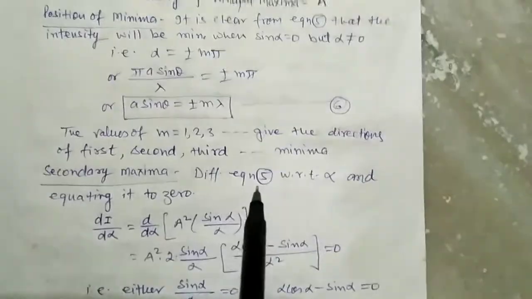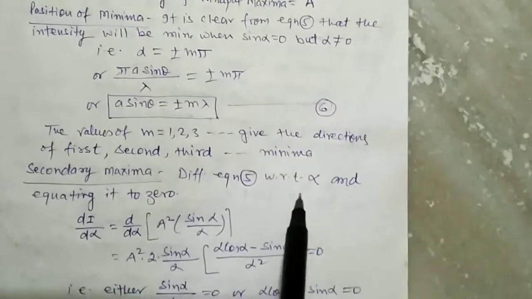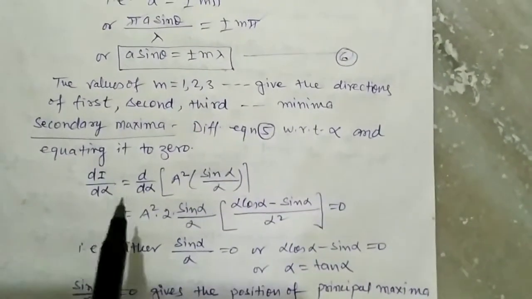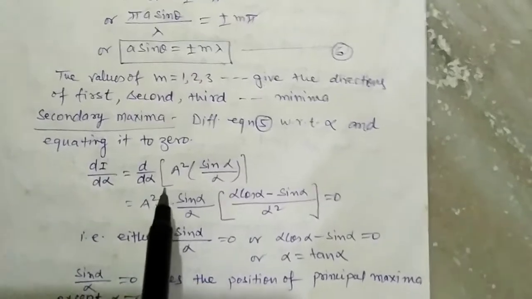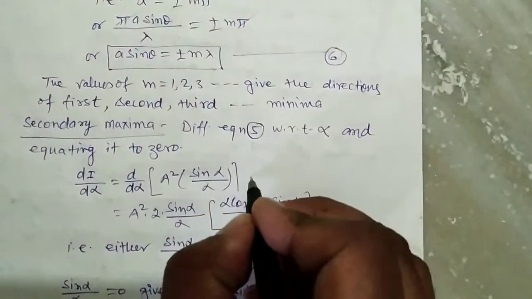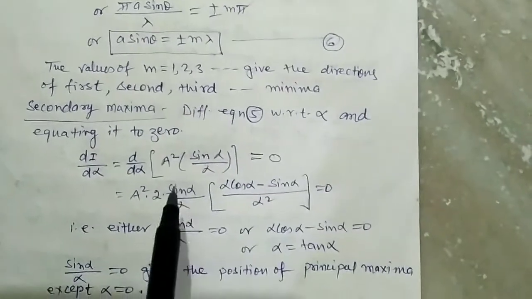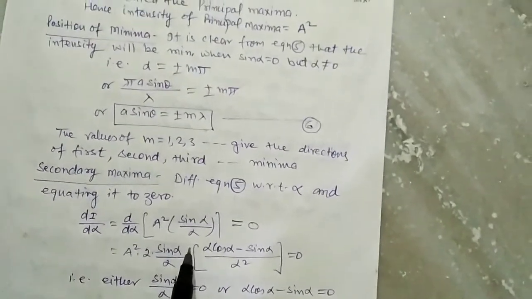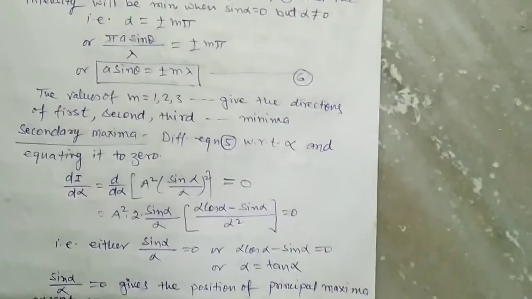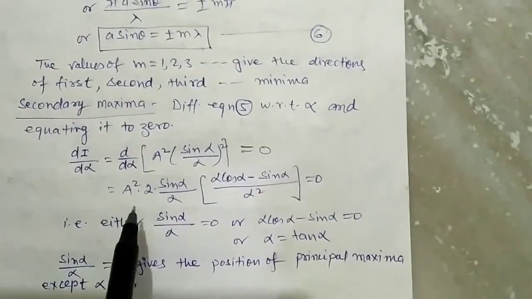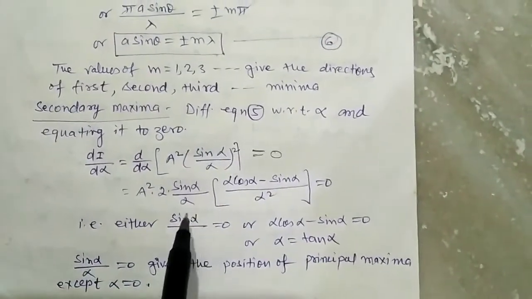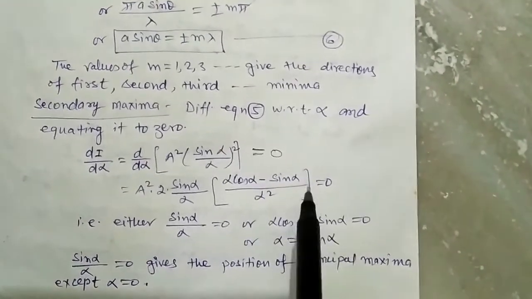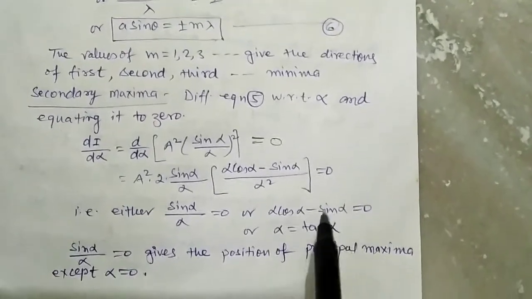Secondary maxima. Differentiating equation number 5 with respect to alpha and equating it to 0, we have dI upon d alpha is equal to d over d alpha of a square sin alpha upon alpha whole square is equal to 0, which is a square into 2 sin alpha upon alpha times alpha cos alpha minus sin alpha upon alpha square is equal to 0.